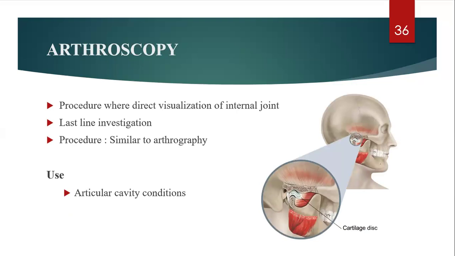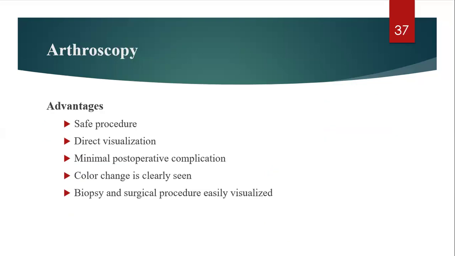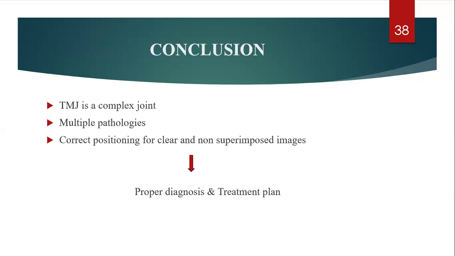Another technique is arthroscopy. This is very similar to arthrography. This is a technique of direct visualization of the internal joint, and it is a last line investigation, and it is used to view the articular cavity condition. The advantage is that it is a safe procedure. We can directly visualize the joint, there is minimal postoperative complication, and the TMJ can be directly viewed. And also biopsy and surgical procedures can be easily performed.